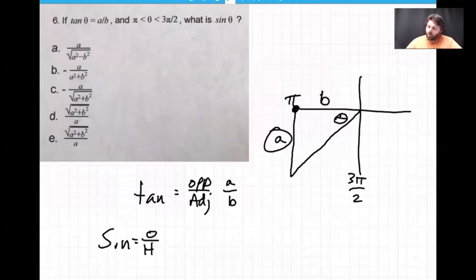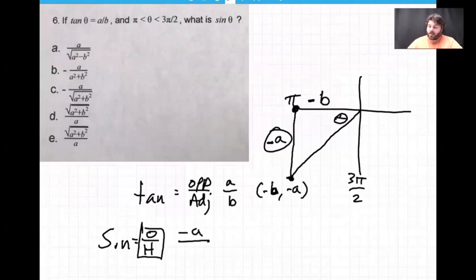Now, if you remember, we're in the third quadrant. So when I actually plot this coordinate point, it's actually going to be at negative b, negative a, right? Because I go left and down. And when we plot left and down, those are negative values. So really, I should put my negative signs here. All right, so I need to know the hypotenuse because I'm supposed to find sine, and it's opposite over hypotenuse. One thing I can actually do right now is say if opposite is negative a, then my answer should be negative a over something.